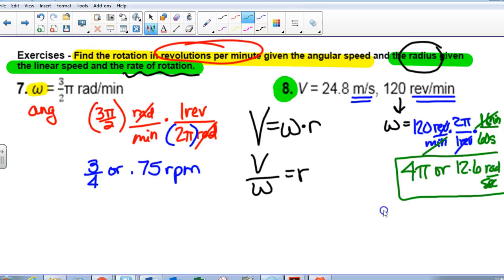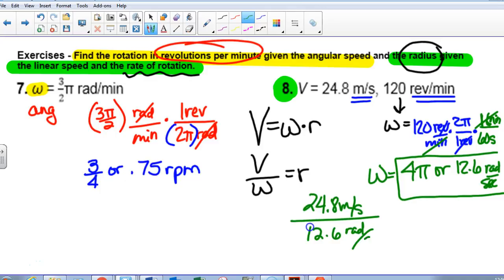Four pi, or 12.6 radians per second, is our omega. What do we still have to do, guys? The linear divided by the angular will give us the radius. So 24.8 meters per second divided by 12.6 radians per second. The per seconds would divide out, and the radians, meters over radians, is just going to become what? Meters. Yeah, those magical units. The radius is how many meters? If I remember right, it's like 1.97 or something.